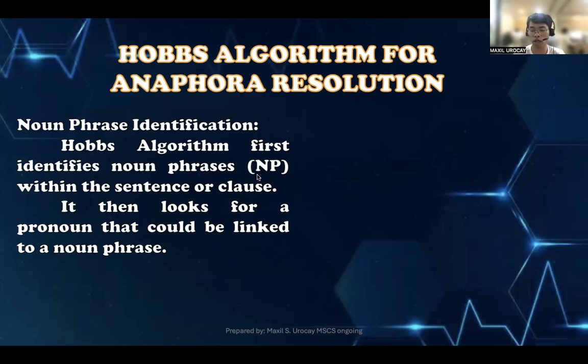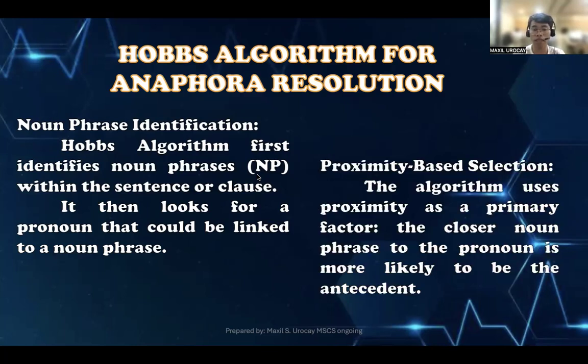And afterwards, we have the proximity-based selection. The algorithm uses proximity as a primary factor. The closer noun phrase to the pronoun is more likely to be the antecedent. So that is really good. So this is how the Hobbs algorithm is utilized for anaphora resolution. Okay, so this is a bit connected.